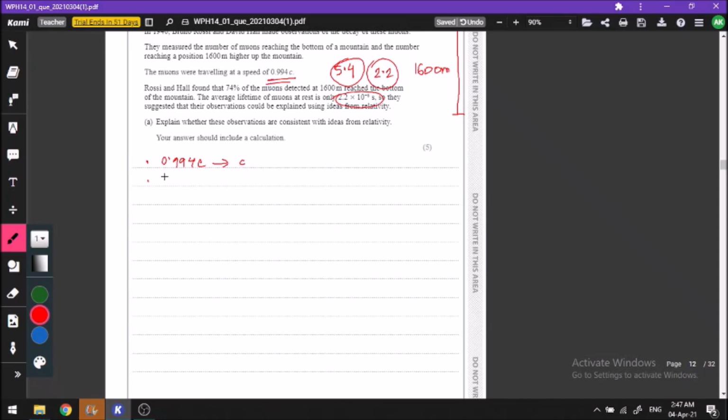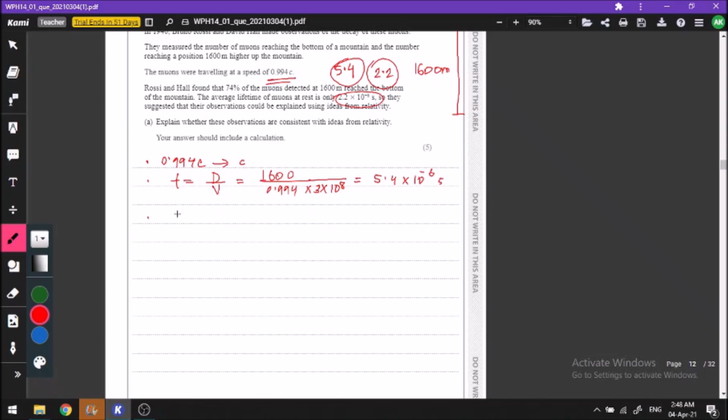Next, you calculate the time that it takes to travel from the top of the mountain to the bottom of the mountain. We know time is equal to distance divided by speed. Okay, the distance is 1600 meters, and the speed is 0.994 c. c means the speed of light, that is 3 times 10 to the power 8. That should give you a time of 5.4 times 10 to the power minus 6 seconds, so 5.4 microseconds. Okay?